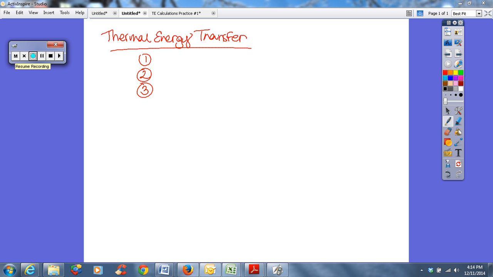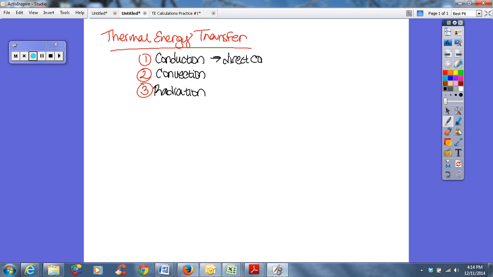Energy can be transferred using convection, conduction, and radiation. Conduction occurs when there's direct contact. Convection is what occurs when there's temperature differences in a fluid, like a gas or a liquid, and the fluid literally moves. So whether it's a gas or a liquid, it moves.